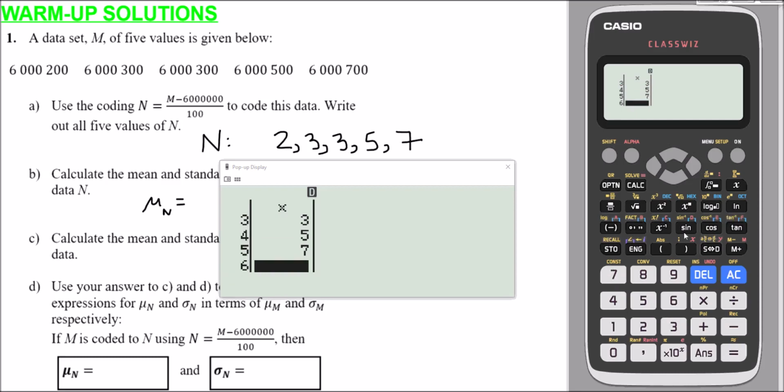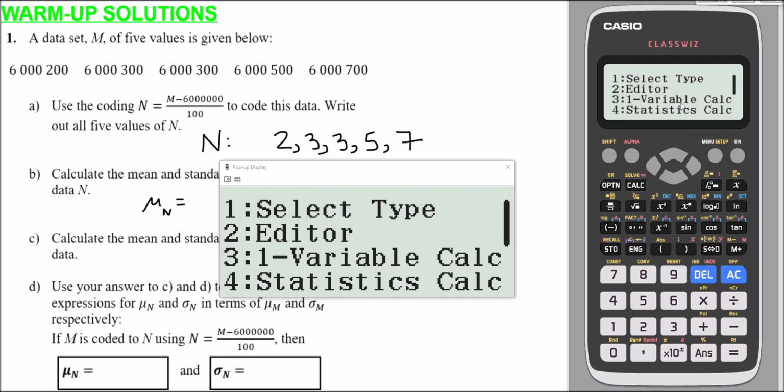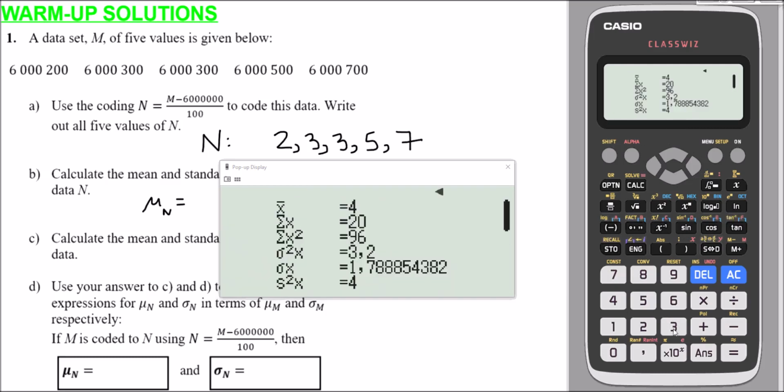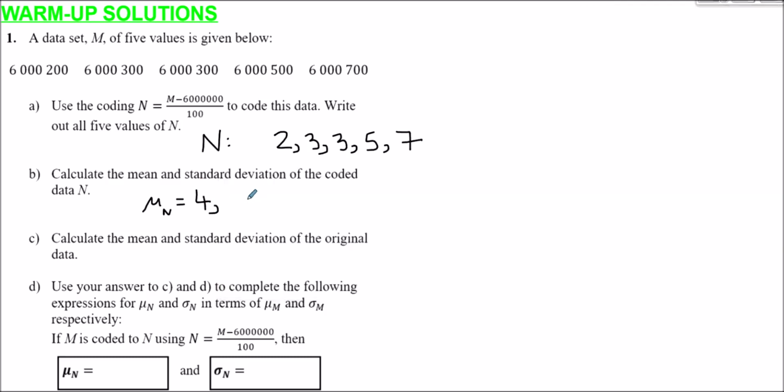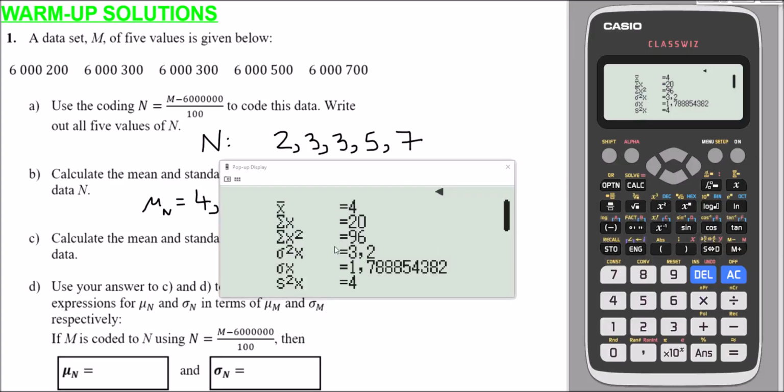So we press option and go to one variable calculations. So press option 3, then mu, which is the same as x bar, is 4. So the mean of this coded data is 4, and the standard deviation of the coded data N is given by this symbol here, sigma x. And I'll give this to 3 decimal places, that's 1.789.